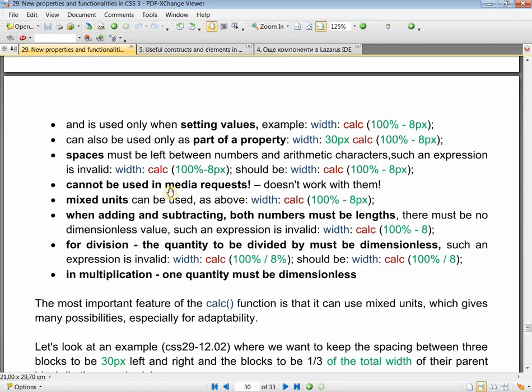And another extremely important thing, remember this, you can't work with calc in media queries. It doesn't work there. It's forbidden. So for media queries you should use either min and max, the two above, or the next one we'll look at, clamp.